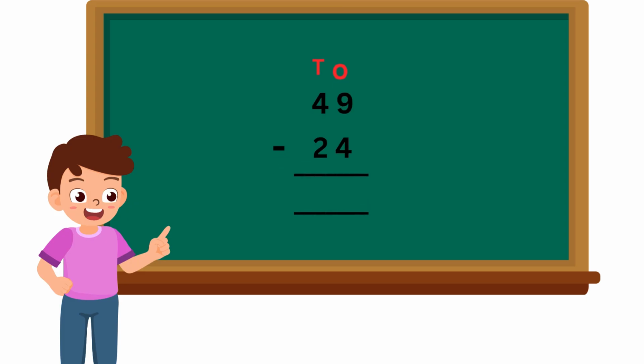Let's write the place value of the numbers above, that is ones place and tens place. Now consider the one place value numbers to begin with subtraction, that is 9 minus 4, which is 5. Now place 5 below in ones place.